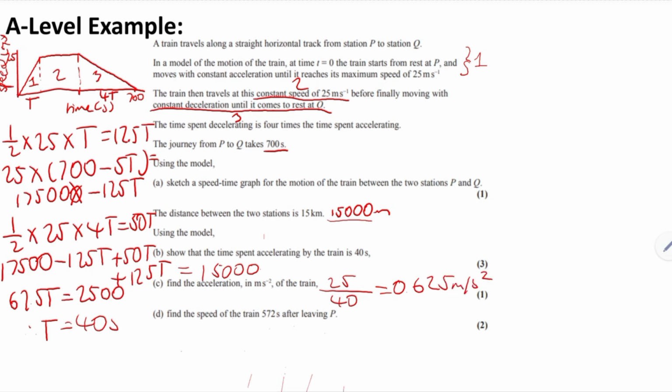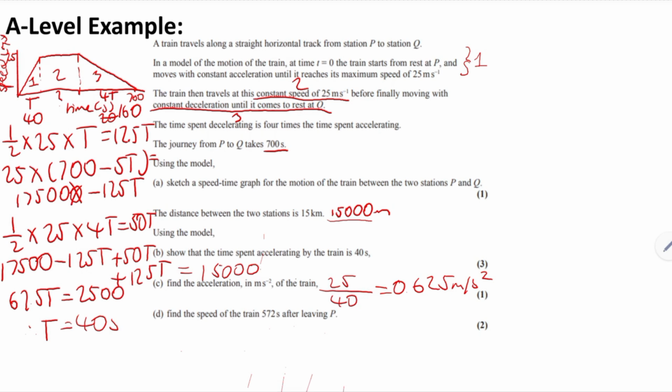Now for part D, we need to find the speed of the train 572 seconds after leaving P. So we know that the time over here will be 40. The time over here we don't know yet. And the time over here, so 4 times t will be 200. No, it will be 160.